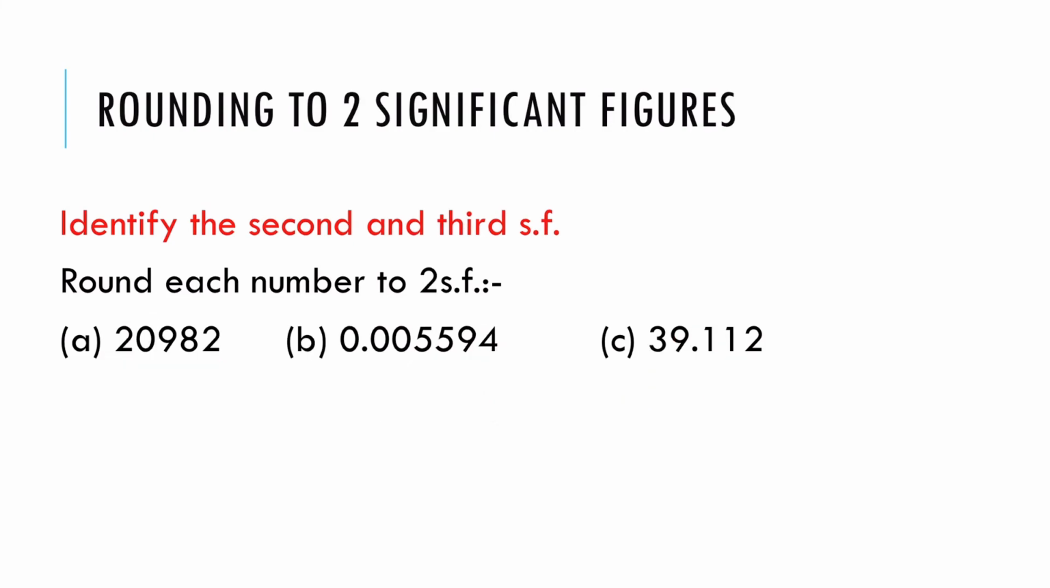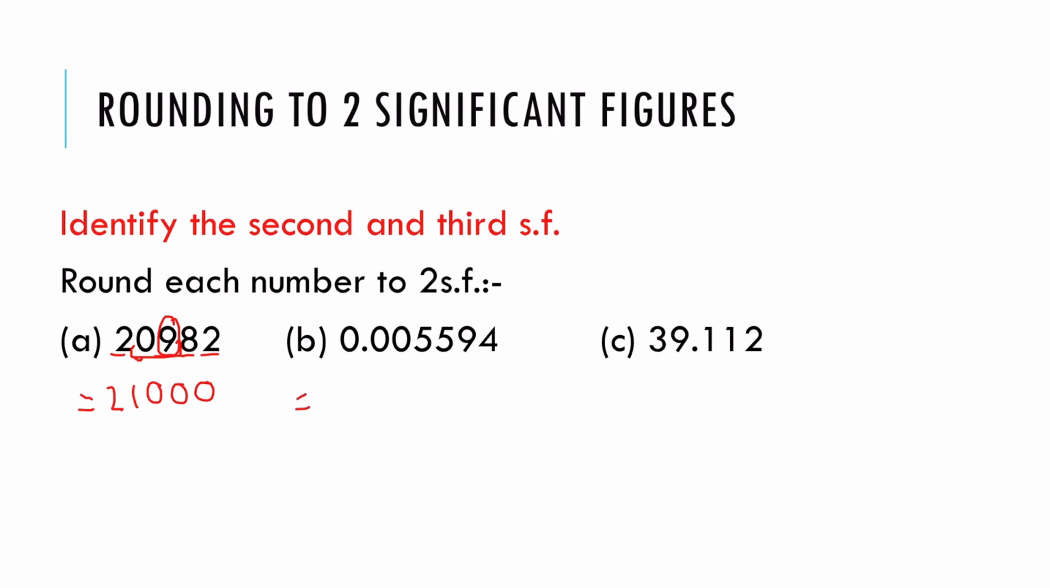Rounding to 2 significant figures, we identify the second and third significant figure. So in part A, we have these non-zero numbers to give me 4 plus the trapped 0 is 5. So the second and third are here and here. 9 is greater than 5, so it rounds the 0 in front of it up to a 1. So we keep the 2, the 1, and we replace all of the whole numbers with a 0.